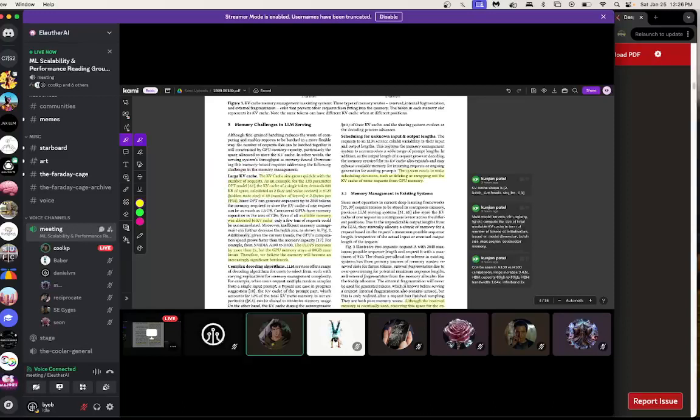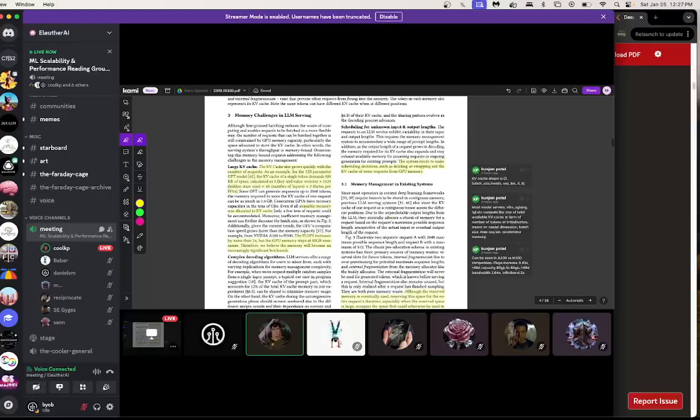KV cache size grows quickly with the number of requests. As an example, for a 13 billion parameter OPT model, the KV cache of a single token demands 800 kilobytes of space. The KV cache shape is normally two times batch size, heads, sequence length, and head dimension, and the total, as they calculated, comes out to 800 kilobytes with the number of layers and the precision.